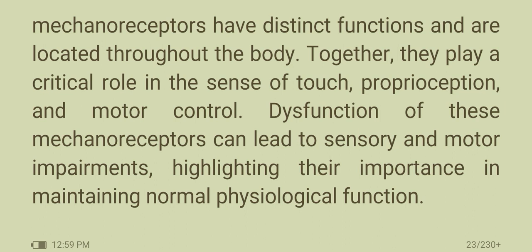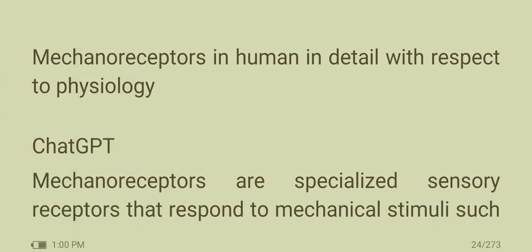The different types of mechanoreceptors have distinct functions and are located throughout the body. So together they play a critical role in the sense of touch, proprioception and motor control. Dysfunction of these mechanoreceptors can lead to sensory and motor impairment, highlighting their importance in maintaining normal physiological function.